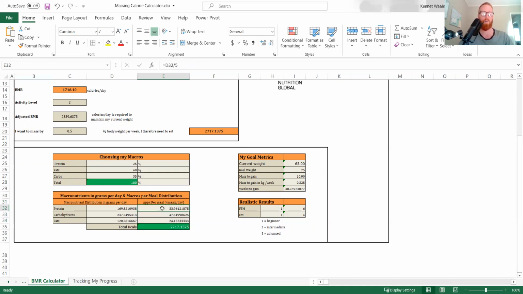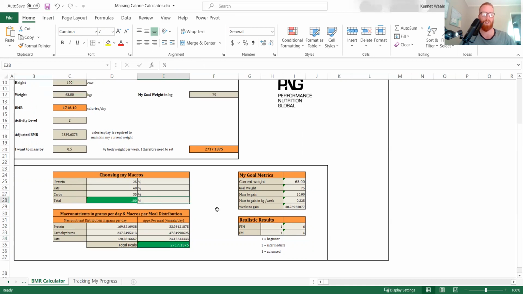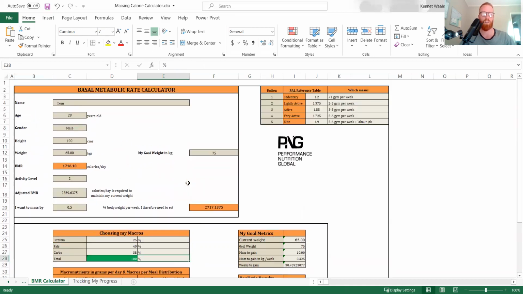And then you'll need about 30 to 35 grams of protein per meal. You will need approximately 45 to 50 grams of carbs, and then approximately 20 to 25 grams of fat per meal to make sure that this happens quite easily.